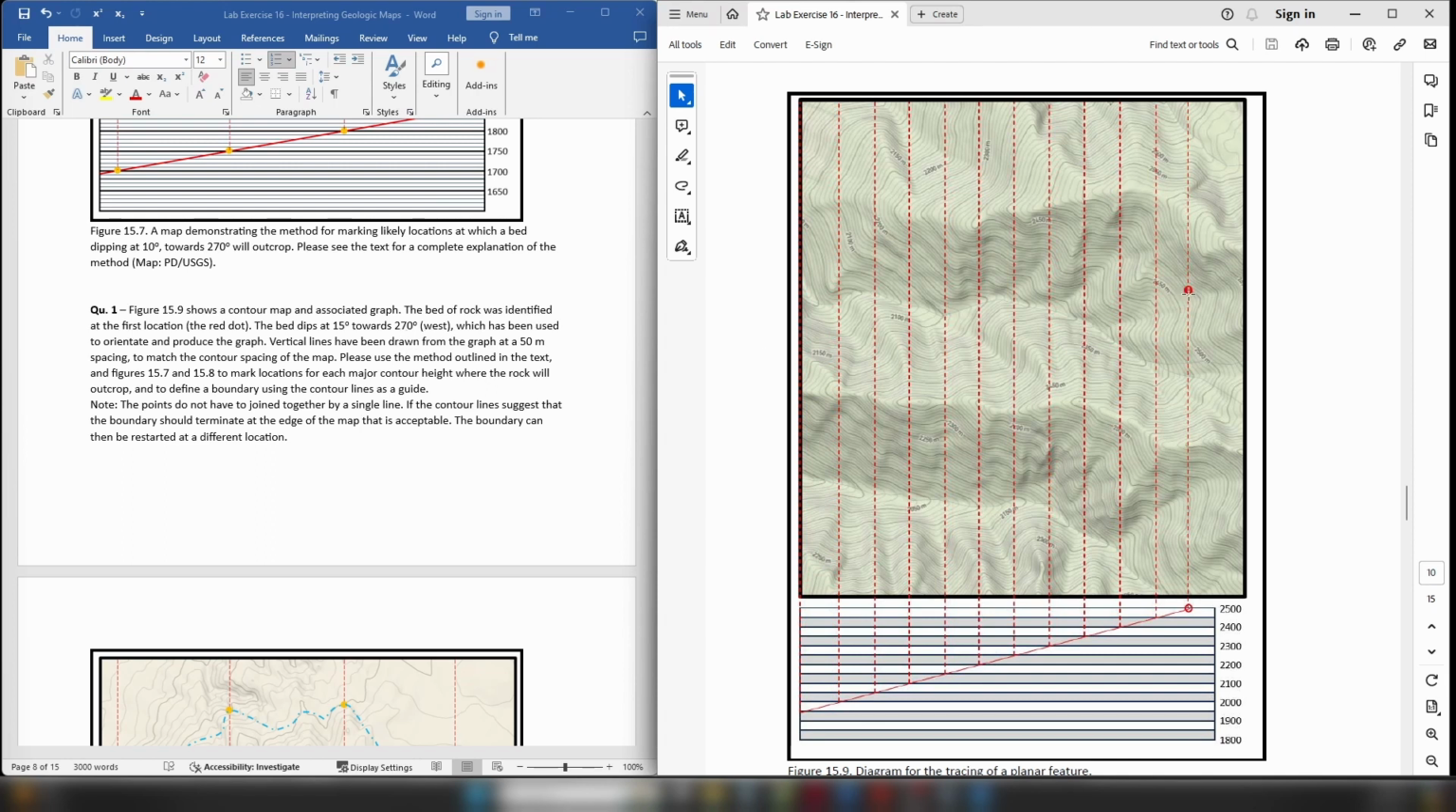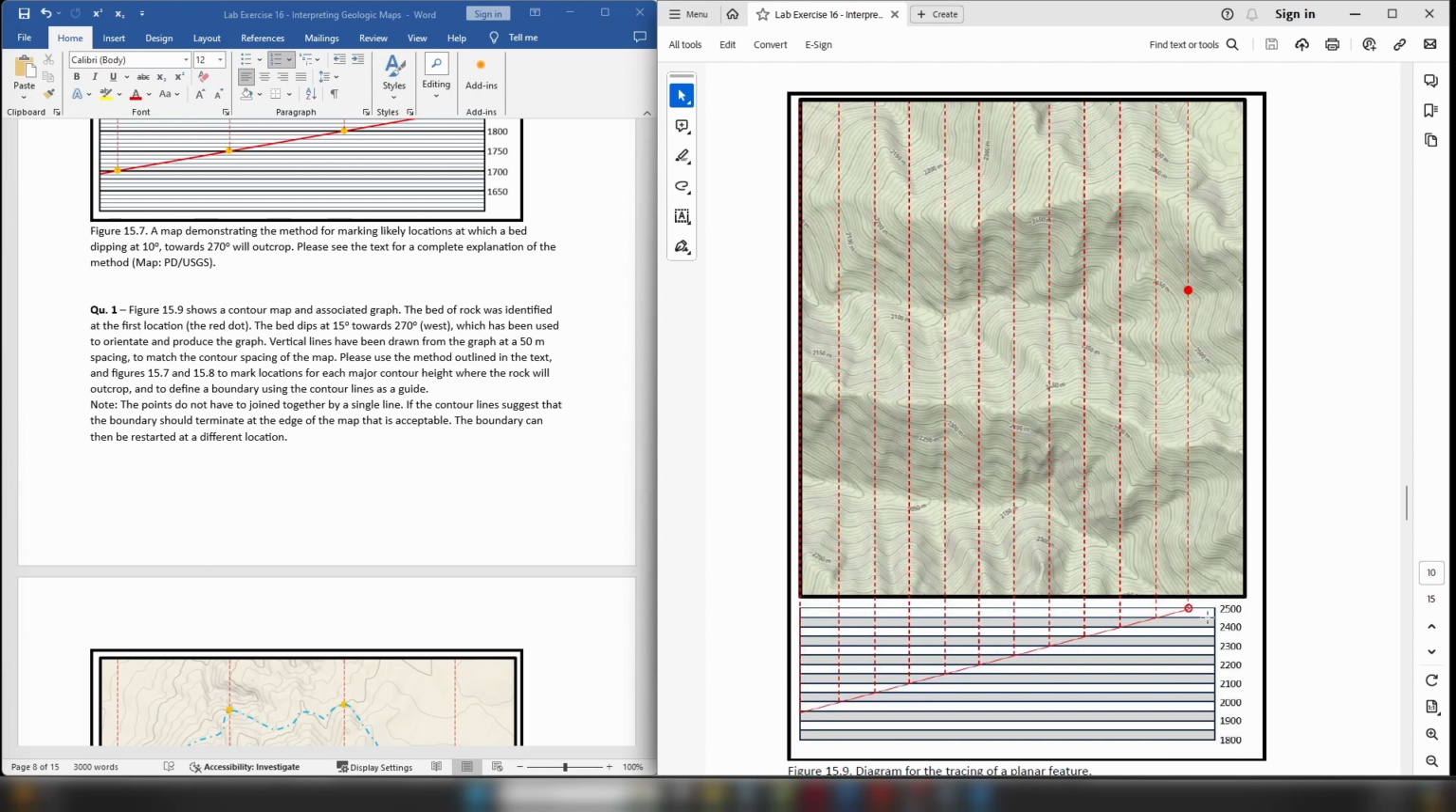So we know that our layer of rock is dipping down towards the left-hand or western side of our map. When we also look at our map, we can see that there is a 50-meter spacing between the major contours. So we have all the pieces of information that we need to allow us to predict probable locations where this layer of rock will outcrop on the surface of the Earth.